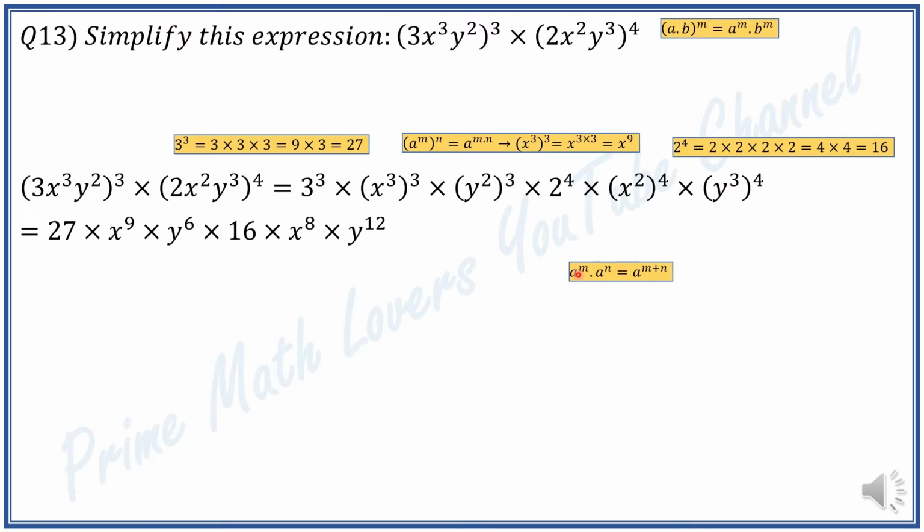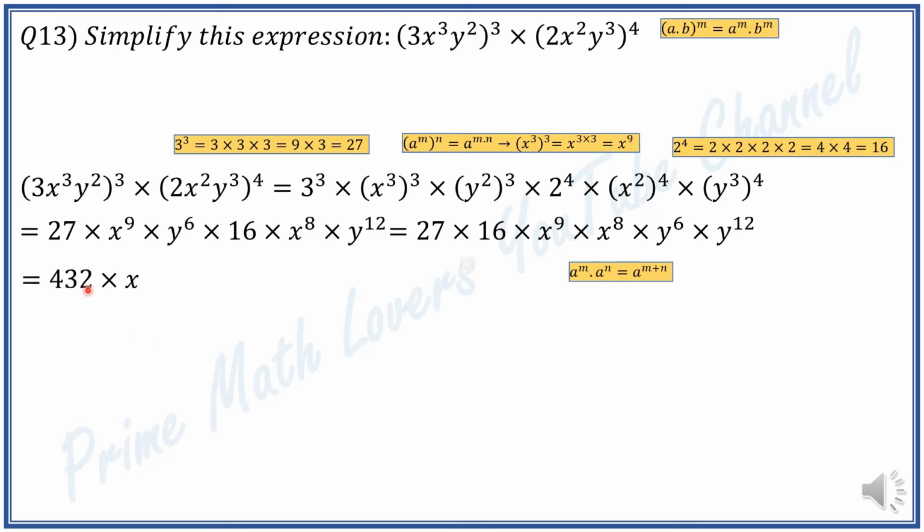There is another rule. Now, next step, we rearrange this and write it down as 27 times 16 times x to the power of 9 times x to the power of 8 times y to the power of 6 times y to the power of 12. There is another rule that says that a to the power of m times a to the power of n is equal to a to the power of m plus n. So we can add these powers together because the bases are the same.